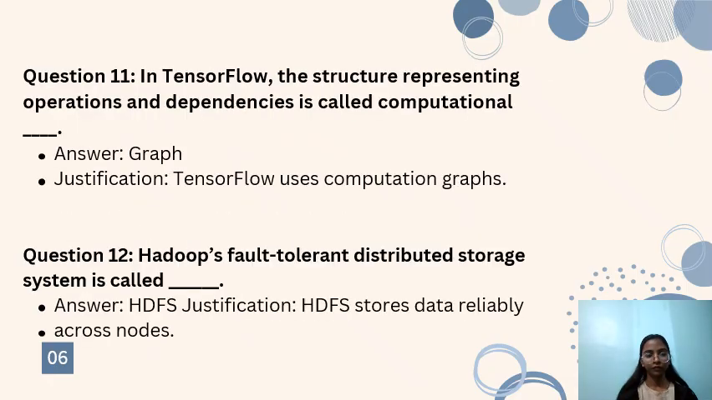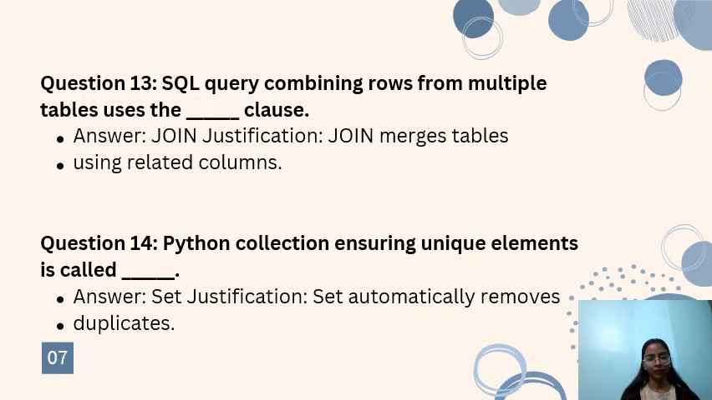Moving towards the next question, Hadoop's fault tolerant distributed storage system is called dash, and the answer is HDFS. Its justification is that Hadoop stores data across multiple nodes using HDFS. HDFS stores data reliably across nodes. Moving towards question number 14, the Python collection ensuring unique elements is called dash, and the answer is set. Its justification is that set automatically removes duplicates.